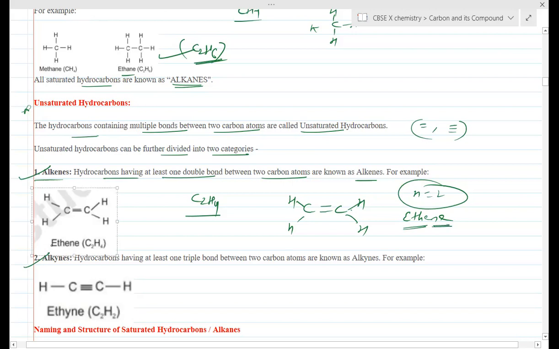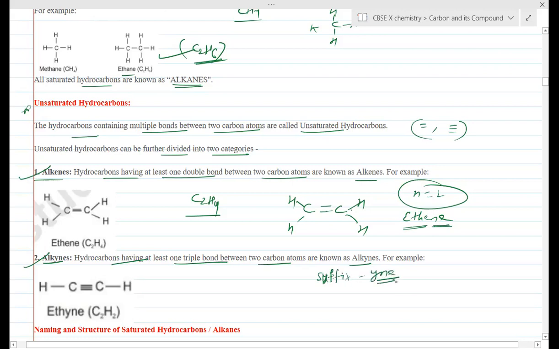When we talk about alkynes, hydrocarbons having at least one triple bond between the two carbon atoms are known as alkynes. Okay, here also same thing. Here the suffix we are using is yne. Suffix used is what? Yne.